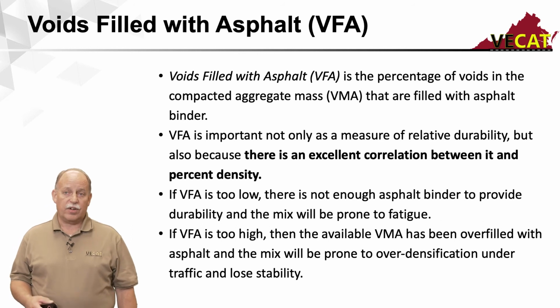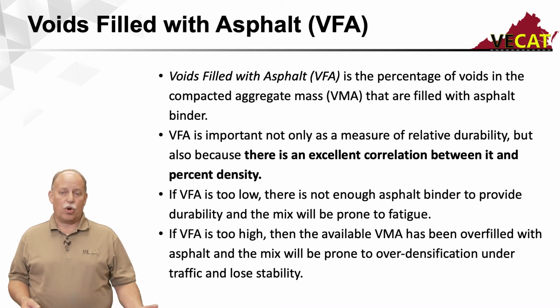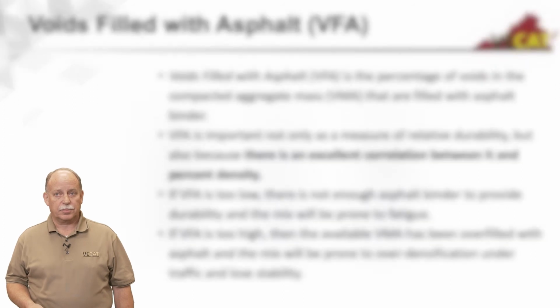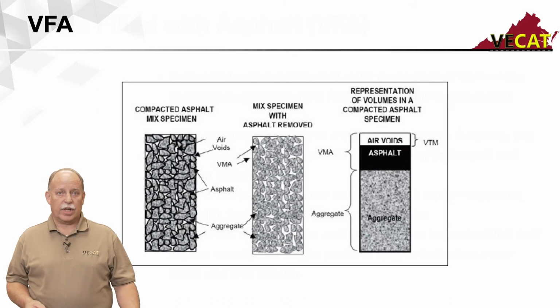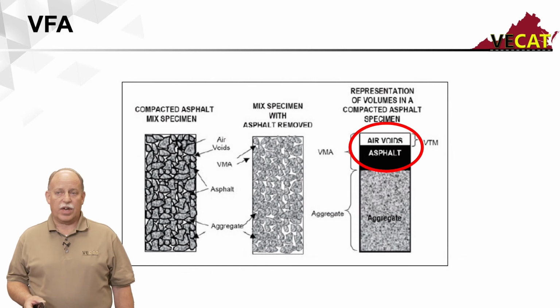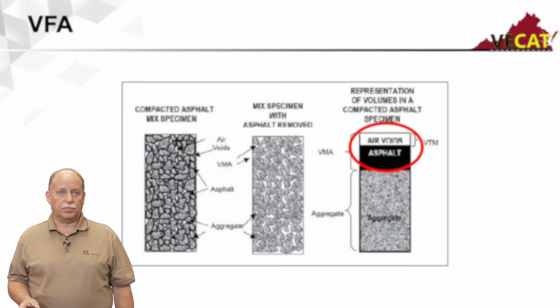If you have a VFA that's too high, then the available VMA has been overfilled with asphalt, and the mix will be prone to overdensification under traffic and lose stability. So again, if you go back and look at our charts, you see that the VFA is also represented here by that air void space and the liquid asphalt.